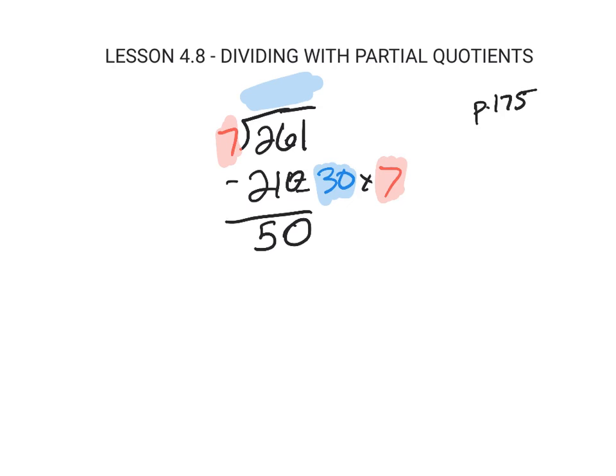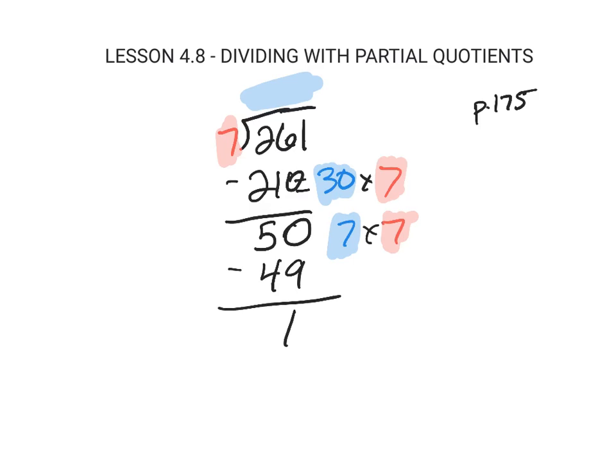Yeah, 7 times 7. So 7 times 7. And let's go ahead and highlight it red. That's my divisor. Highlight that blue. That's my partial quotient. 7 times 7 is 49. Cool. And now what? Well, we have to subtract. 50 minus 49 gets me 1.